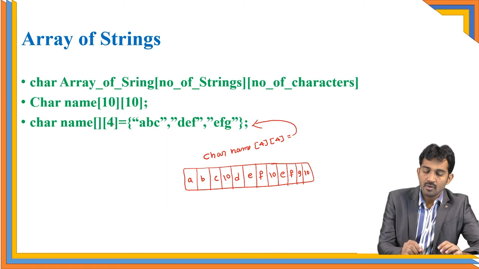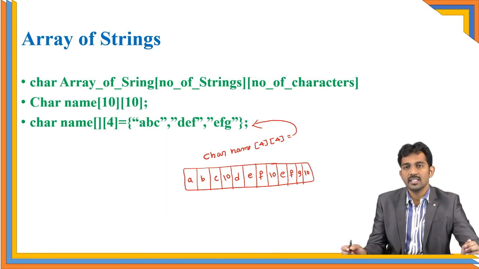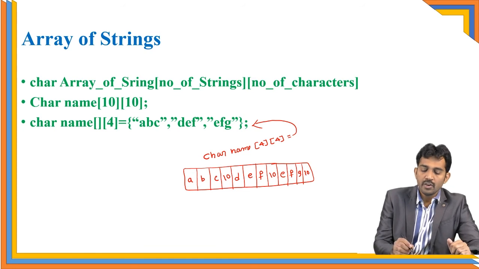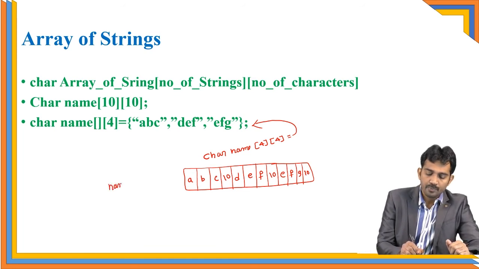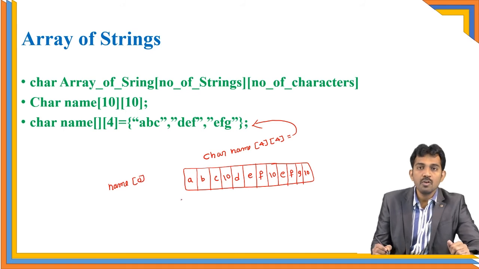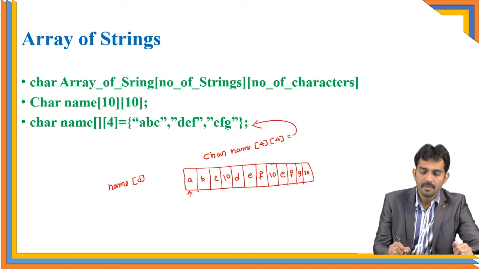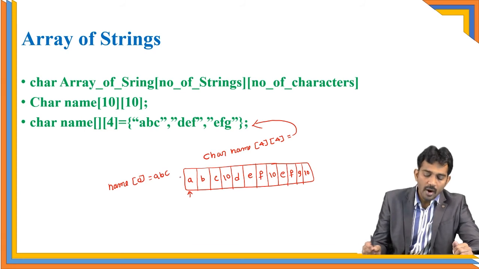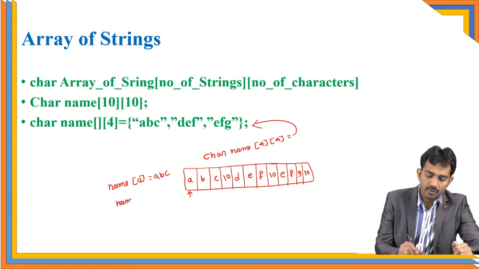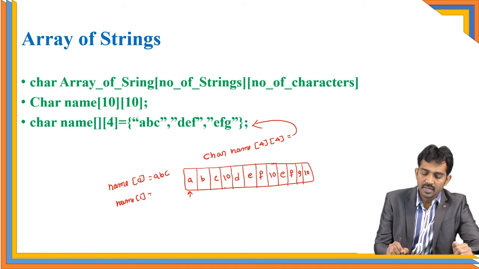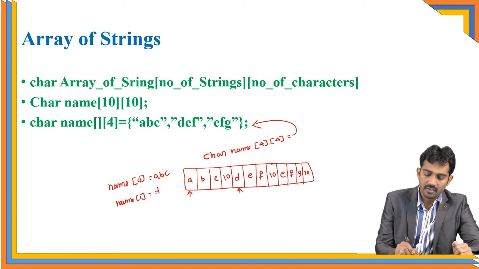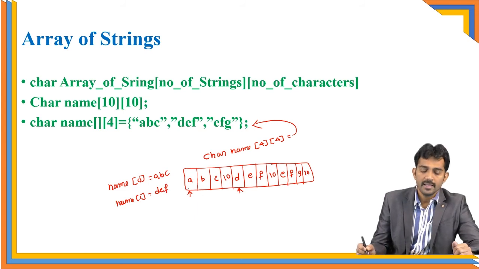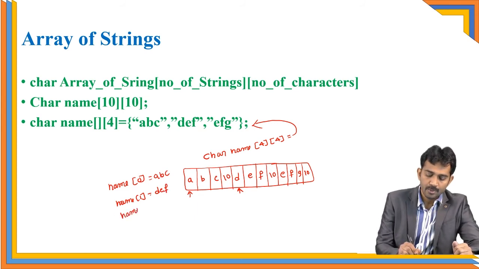Here you have 4. It didn't mention anything else, right? So this is how it will store. For example, if you print name of 0, it is a starting address. Please note this. Name of 0 means it is a starting address. From here until the null character it is going to print, ABC is the output. What if name of 1? It is going to take from D onwards, D, E, F. Is that clear? Name of 2, it is going to be E, F, G.